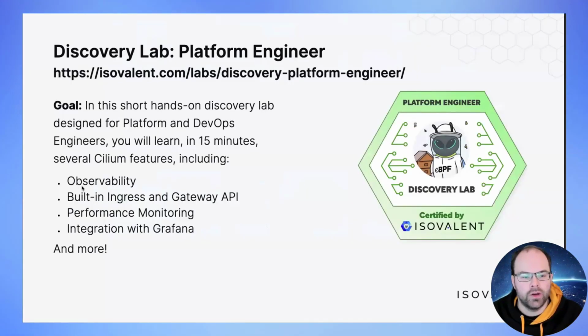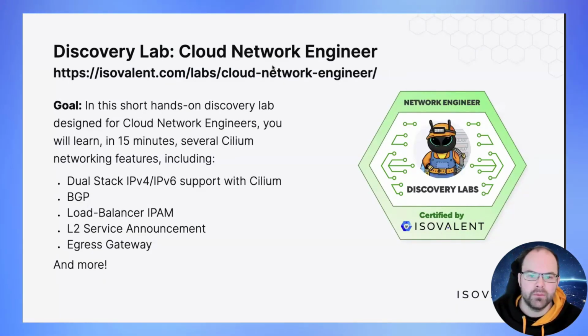We're going to cover observability, ingress and gateway API, performance monitoring, integration with Grafana at platform engineer level. For cloud network engineer level, we're going to look at dual stack IPv6 support, BGP, load balancing, and address pool management, layer 2 service announcement. So if you don't use something like BGP network, but you're more on a flat network, layer 2 announcements out to the world as well, and egress gateway and a couple of other areas.